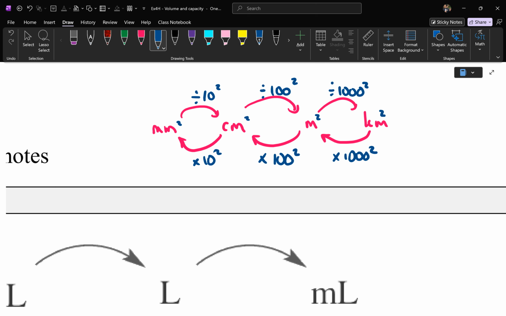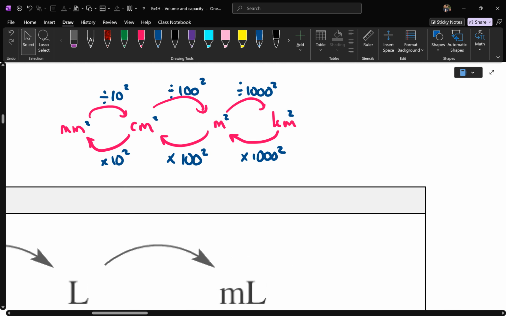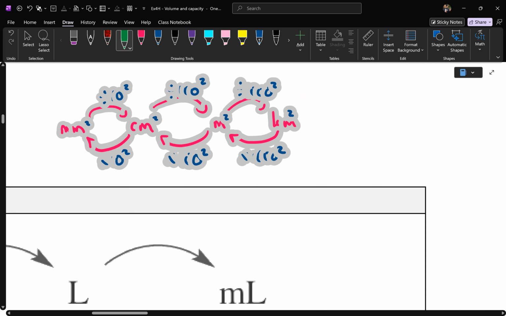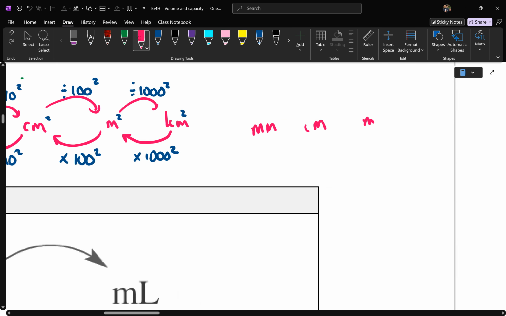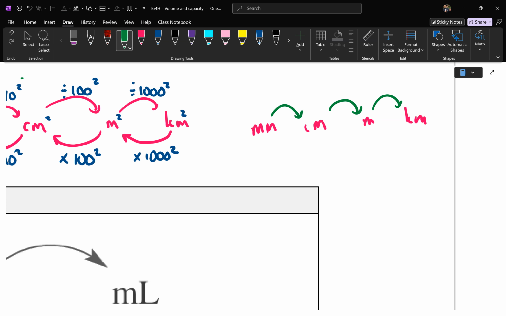Why is it cubed? It's because you got 3 dimensions. So each one you have to convert. You convert it 3 times. That's why it's cubed. Okay? If it's cubed, the only difference is this now. If it's a cubed unit, millimeters to centimeters to meters to kilometers, everything stays the same. Except you're cubing.